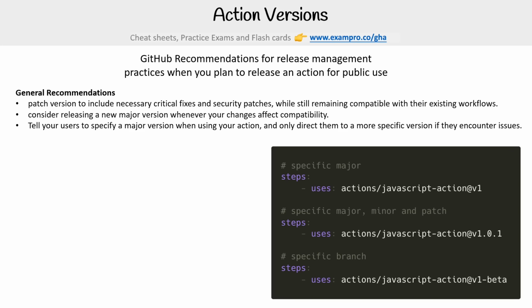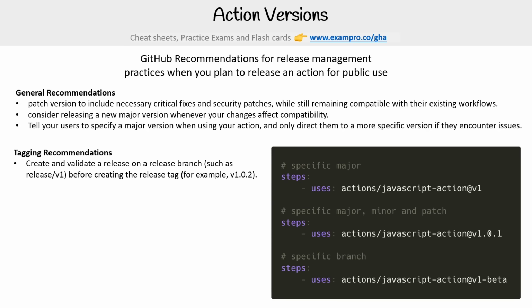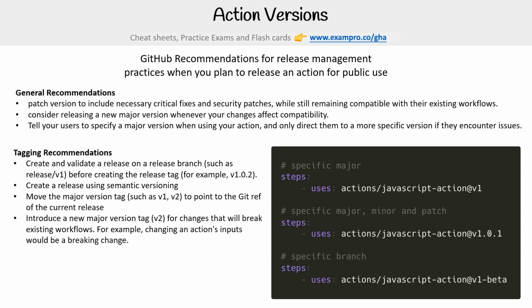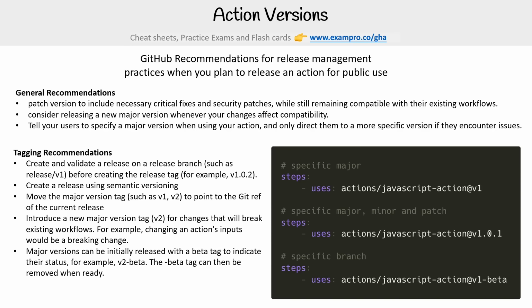So here's an example of if you have your actions and you're utilizing them with proper recommendations. We can specifically talk about tagging recommendations. The idea here is they say to create and validate a release on a release branch. Before creating the release tag, create a release using semantic versioning. Move the major version tag to point to the Git reference of the current release. Introduce a new major version tag for changes that will break existing workflows. And major versions can be initially released with a beta tag to indicate the status, for example, V2 beta.